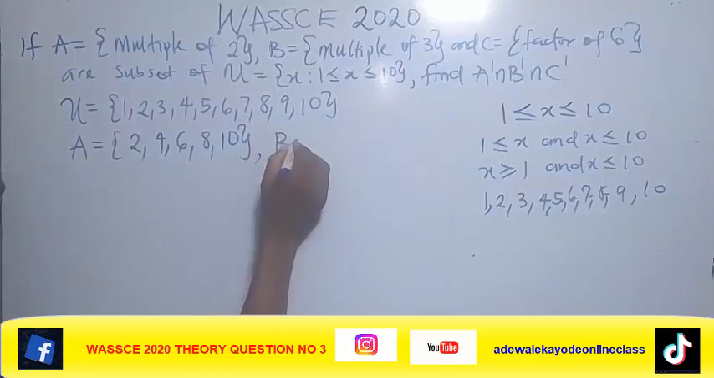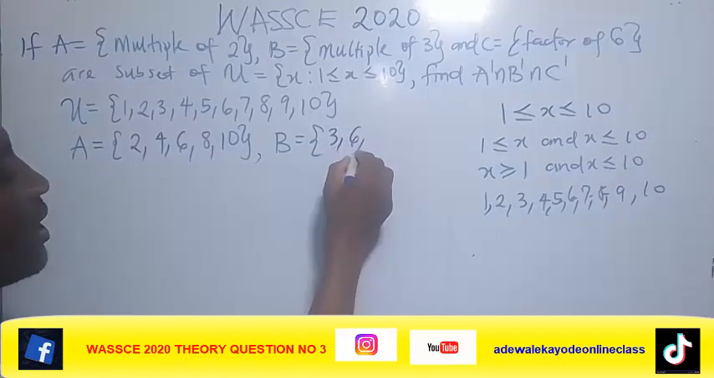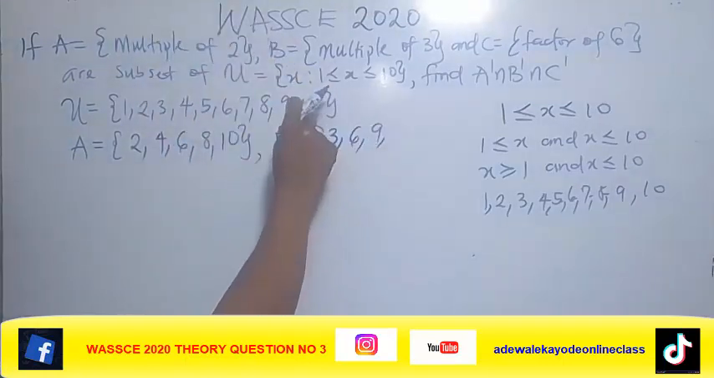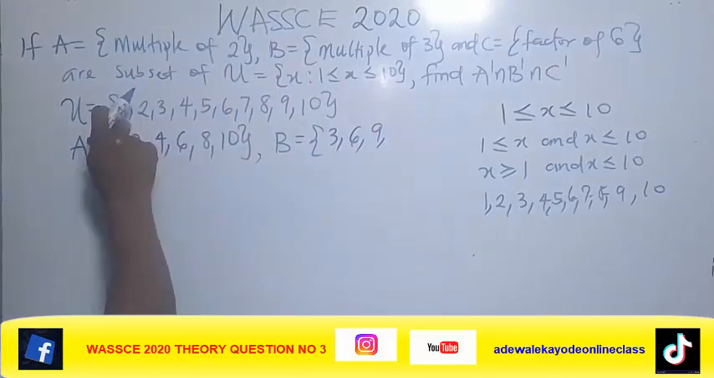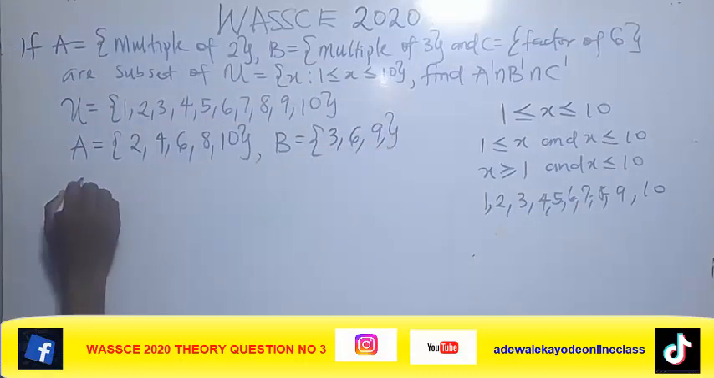So let's see set B. Set B is talking about multiples of 3, just like multiples of 2. 3 times 1 is 3, 3 times 2 is 6, 3 times 3 is 9, 3 times 4 will be 12. And we cannot include 12 since the universal set is between 1 and 10.